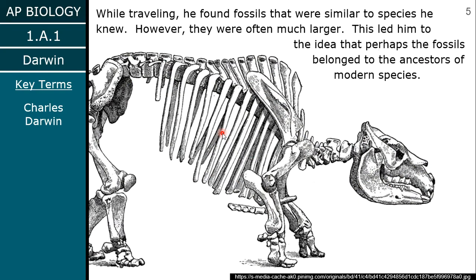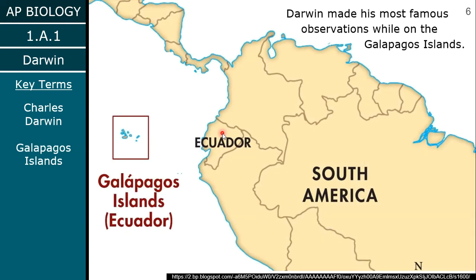And so what he found while he was traveling is that he was finding a lot of fossils, and he was finding fossils for species that were pretty similar to ones he already knew, but they were often a lot bigger than ones he already knew. And so this started to make him think about fossils showing us a look at the ancestors of modern species. Okay. And as I said, he made his most famous observations while on the Galapagos Islands. So that's going to be off the coast of Ecuador, okay, in South America.